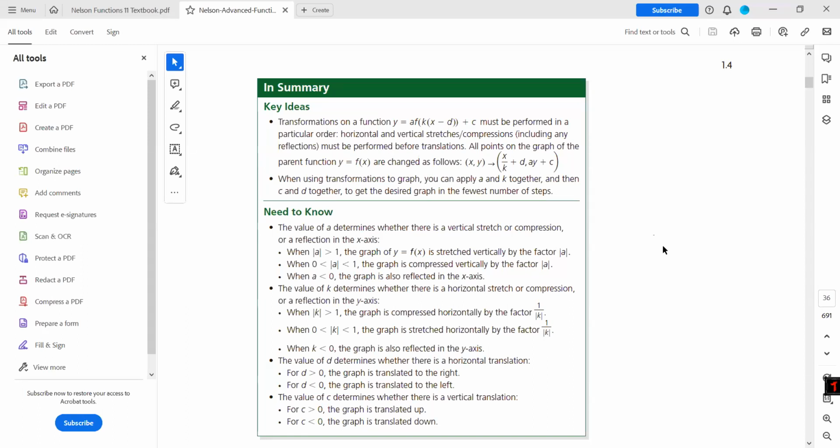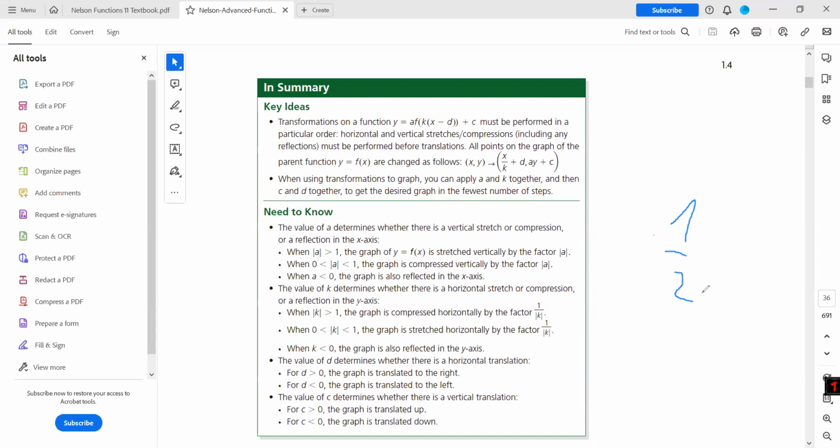As we've seen today, if coefficient a is greater than 1 by modulus, then the graph of this function is stretched vertically by factor a. On the other hand, if a is a fraction, so it's something divided by something and it's less than 1, like 1 over 2, the graph is compressed vertically by factor a. When a is less than 0, the graph is also reflected in the x-axis. That's really important to remember. Those are the 3 characteristics of factor a.